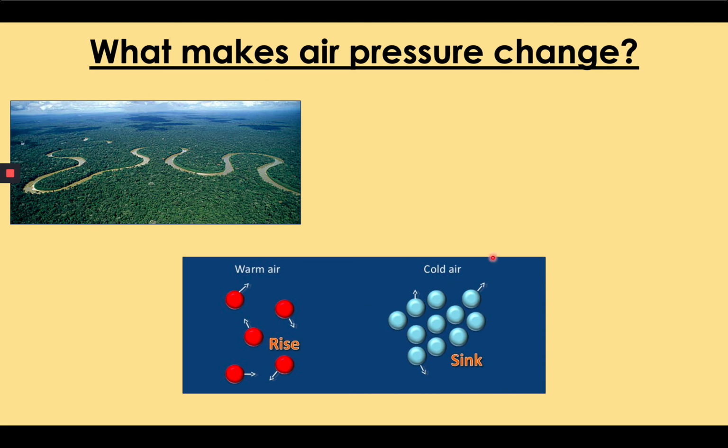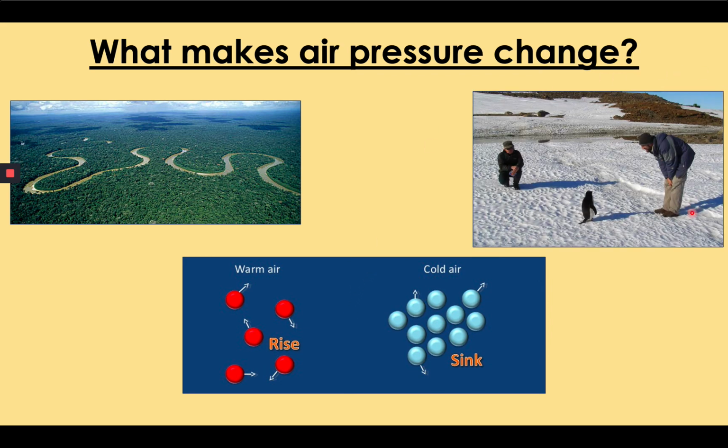Where you have air that sinks, cold air that's denser that sinks, you have places that look like this. They are dry, they have very little rainfall. Although I've shown you a cold example here, Antarctica, there are also hot examples, the world's deserts.